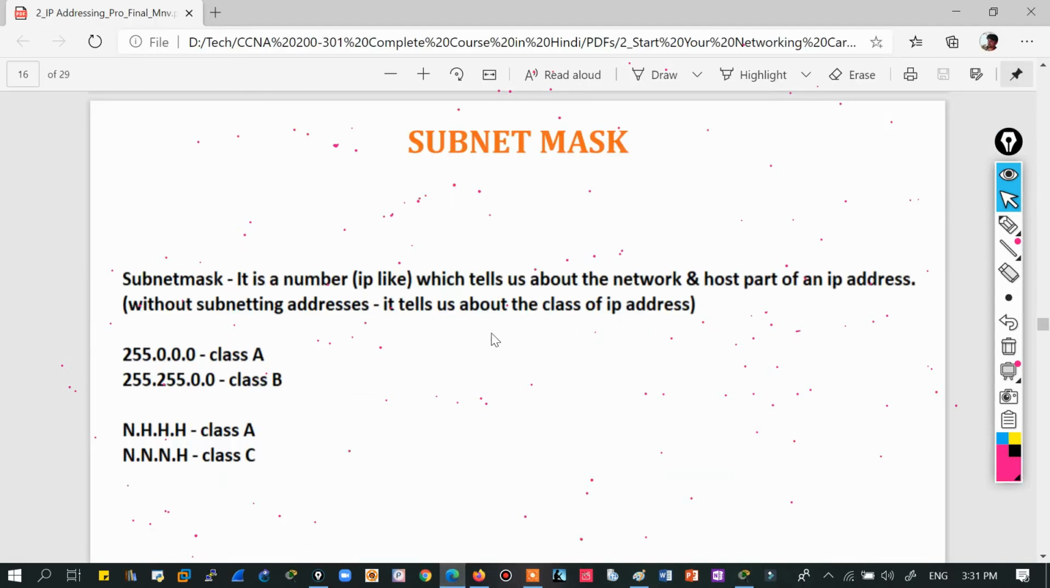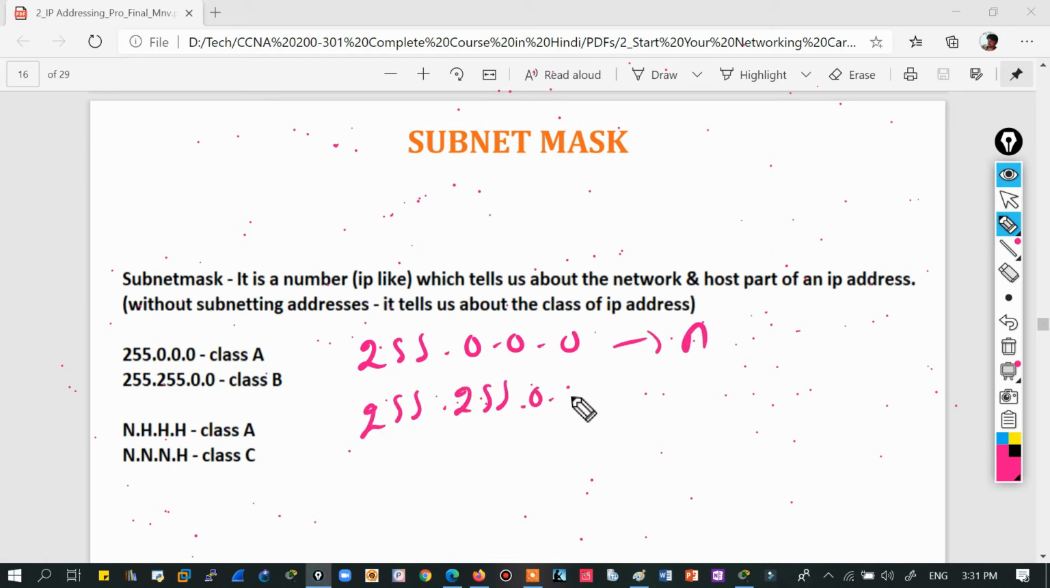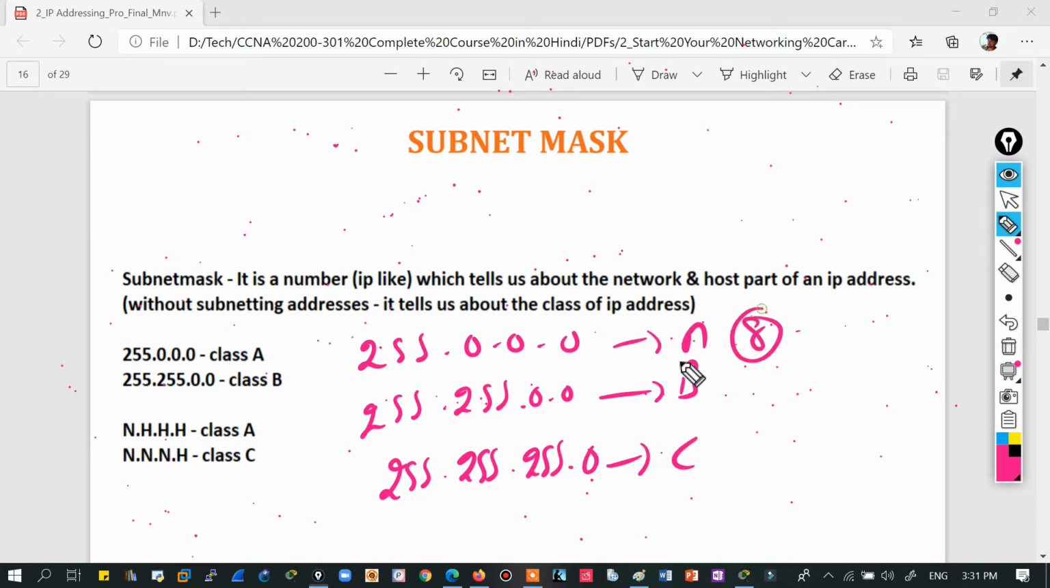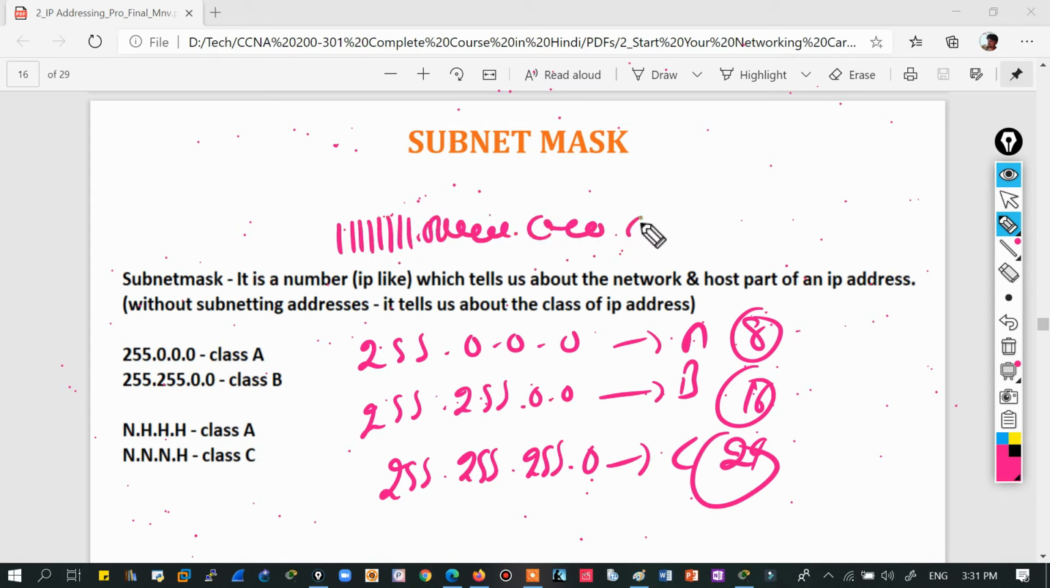Okay, so this is about subnet mask, and by default class A has a subnet mask of 255.0.0.0, class B 255.255.0.0, and class C 255.255.255.0. Why? Because in class A we know there are 8 network bits, in class B 16 network bits, and in class C 24. 8 means 1 2 3 4 5 6 7 8, and the rest are zeros in class A.